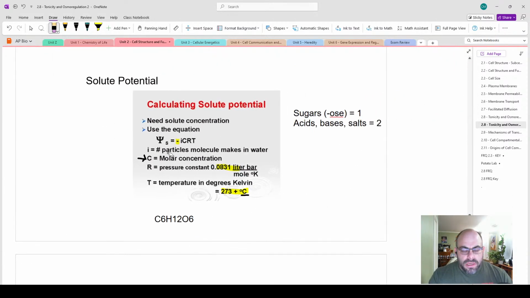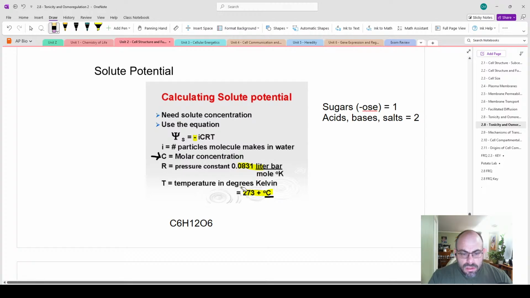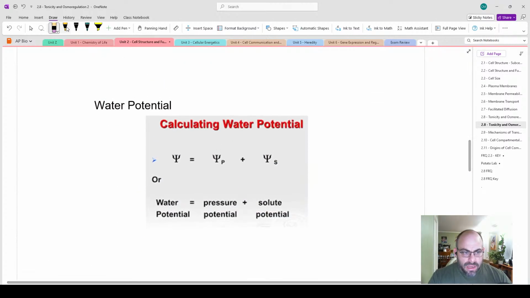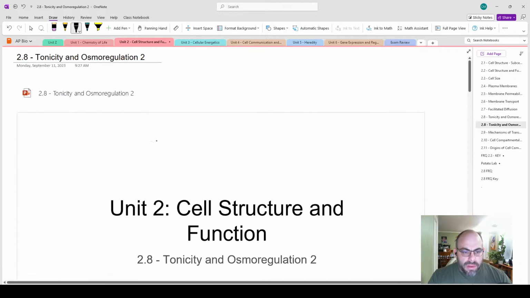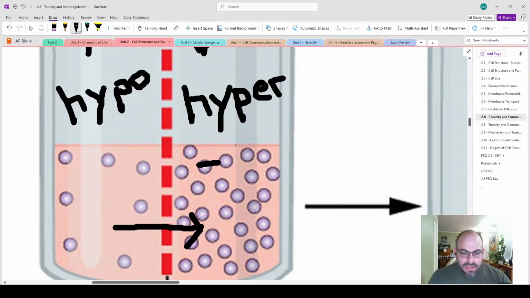And here's how you solve solute potential. Ionization constant, this is the only thing you have to know. And remember, we said sugars are 1, acid bases are 2, and temperature you have to convert to Kelvin. And remember, this number is always negative, and so that's going to bring down. That's why I put that negative there. It's going to bring down the water potential, and water is going to want to move from a high water potential to low water potential. And so something like this, because this side's got so much solute, this might be like a -8, and this might be like a -1. And so water's going to move from high to low.